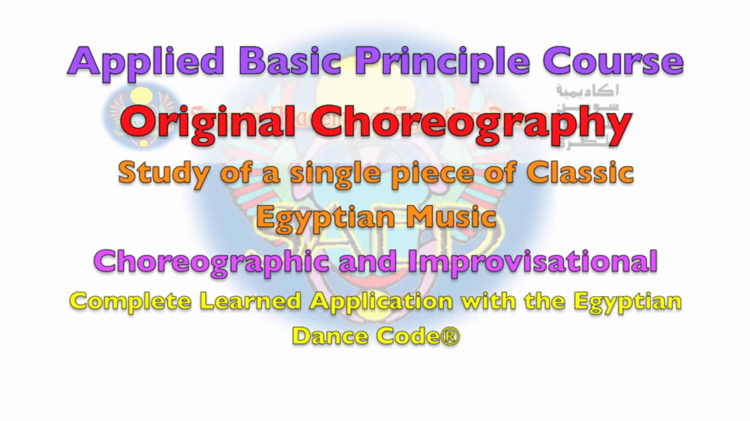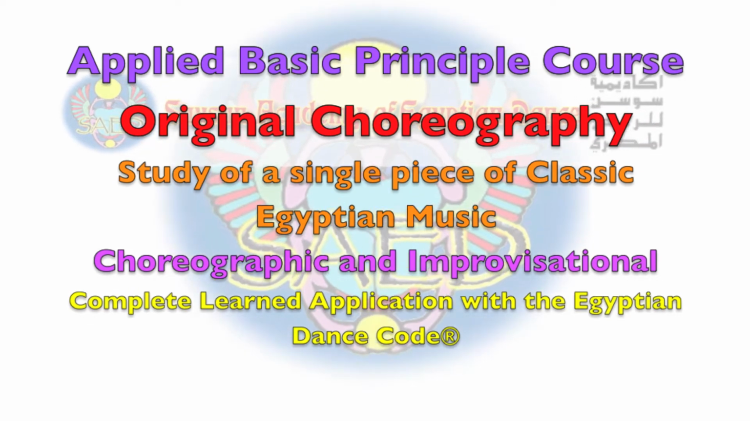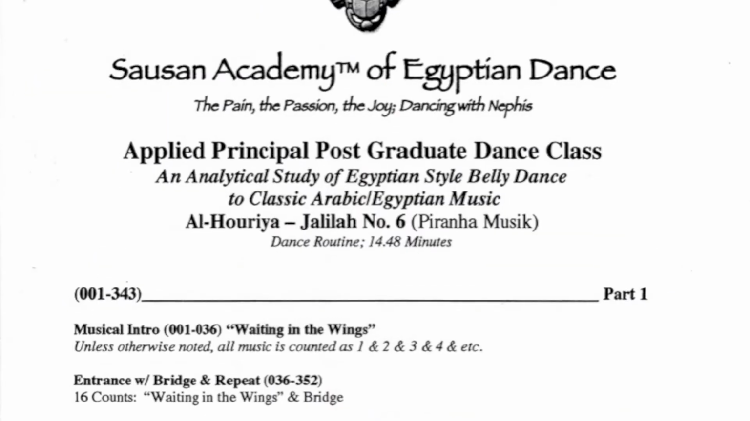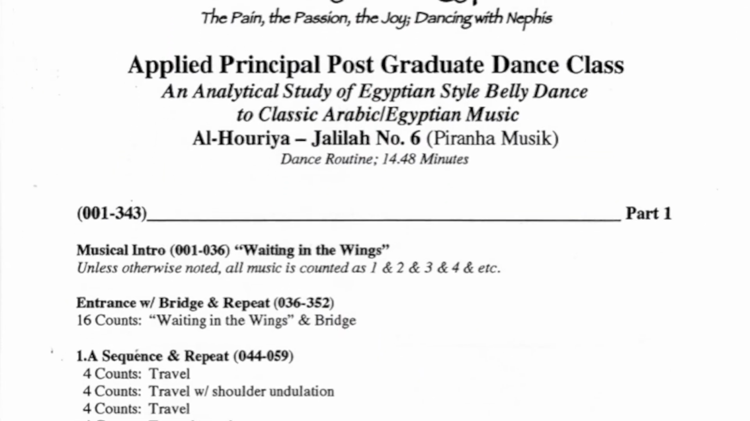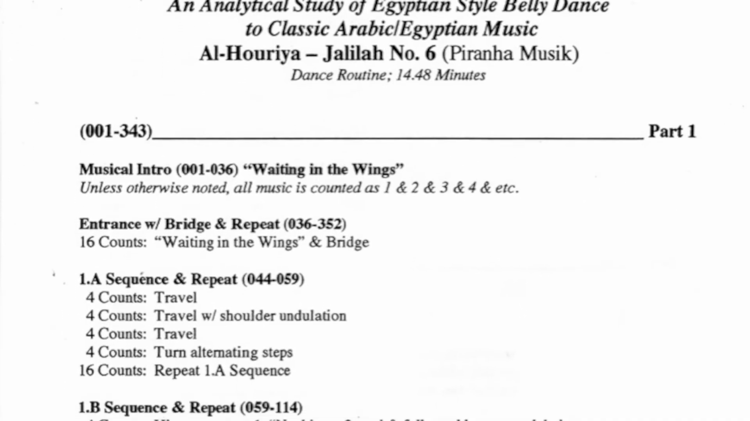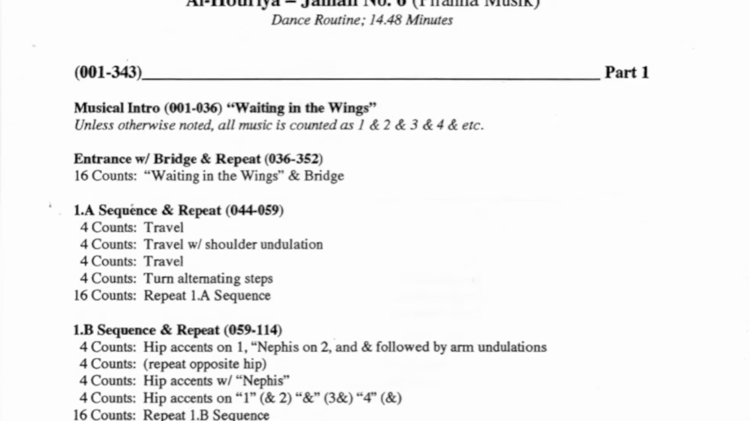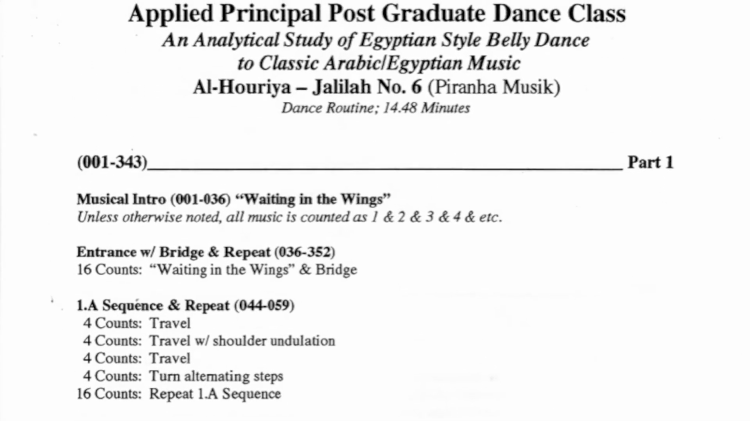The Applied Basic Principle course is the study of a single piece of classic Egyptian music, using a simple but effective choreography to help the student interpret the music, which is oftentimes extremely difficult to comprehend because of its foreign nature. The choreography is only a crutch, and students may defer from the choreography to facilitate in their completion of the music.